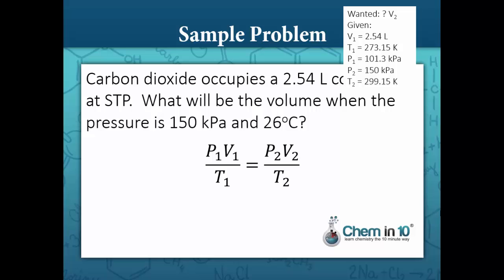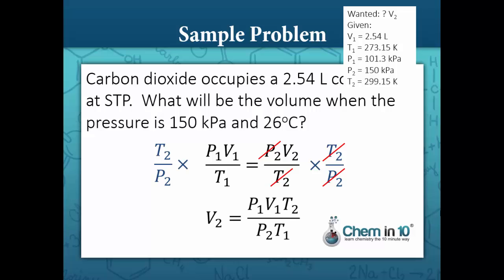Now we can use the combined gas law. We want to solve for V2. To isolate it, we're going to multiply that side by T2 over P2, and we're going to have to do that the same way to the other side. P2 and T2 cancel out on the right-hand side, and our equation becomes V2 equals P1 V1 T2 over P2 T1.